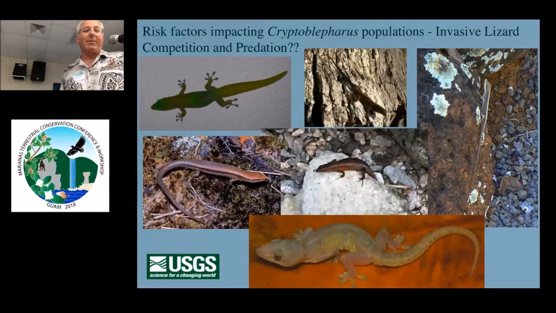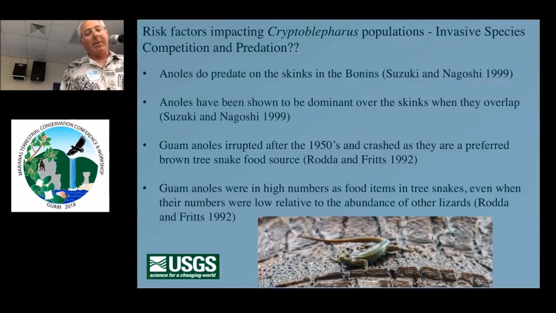Risk factors, we also have this big issue with invasive species, invasive lizards, both competition and predation. This one here, I can talk about it later, possibly. This is house gecko. We think we have a big competitive interaction with house geckos in Hawaii in some limited habitats. Anoles I want to talk about for a sec. Anoles predate on the skinks and the bone ends. Anoles have been shown to be dominant over the skinks.